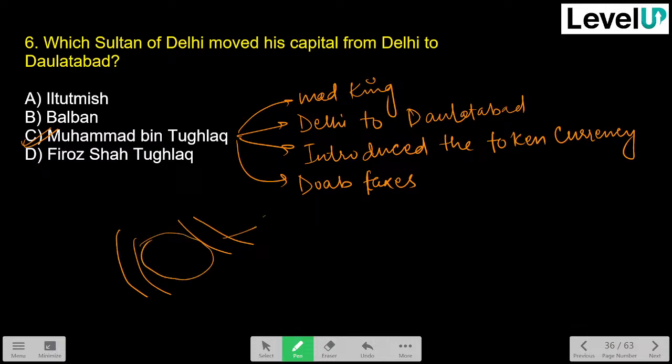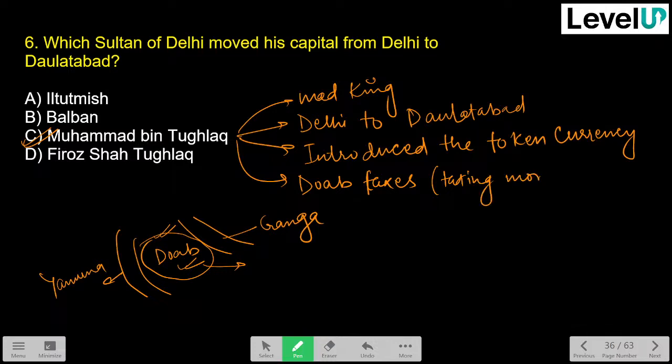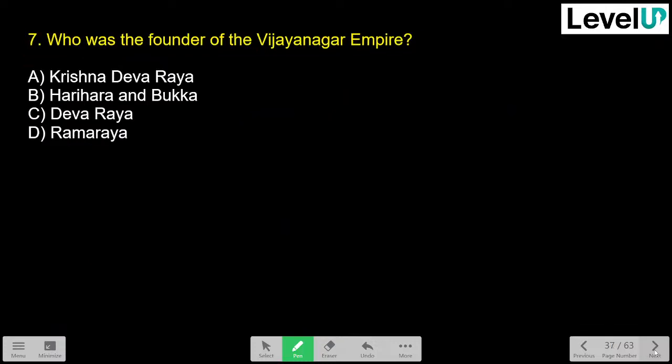Suppose it is Ganga and suppose it is Yamuna. The land between two rivers was known as Doab. So he started taxing the Doab people more, that is, people living in this Doab region, who are doing agriculture, were taxed more. Okay. Next. So the right answer is MBT, that is Muhammad bin Tughlaq, second ruler of the Tughlaq dynasty.